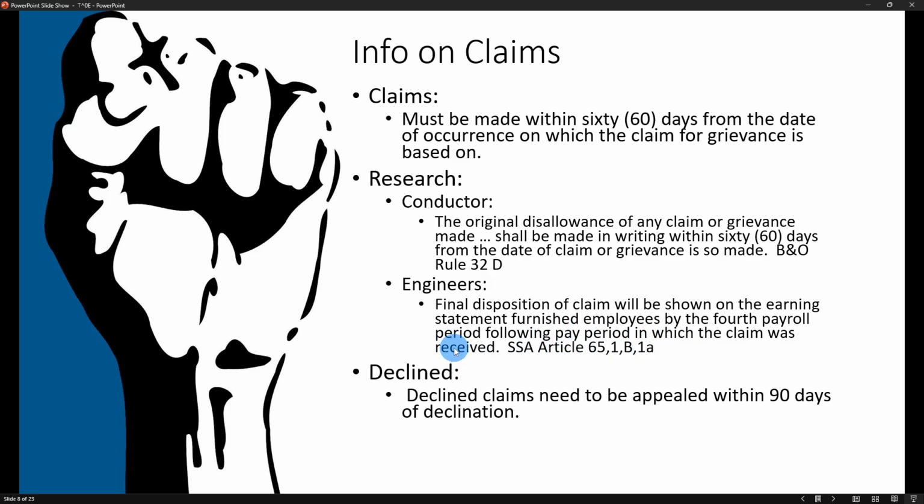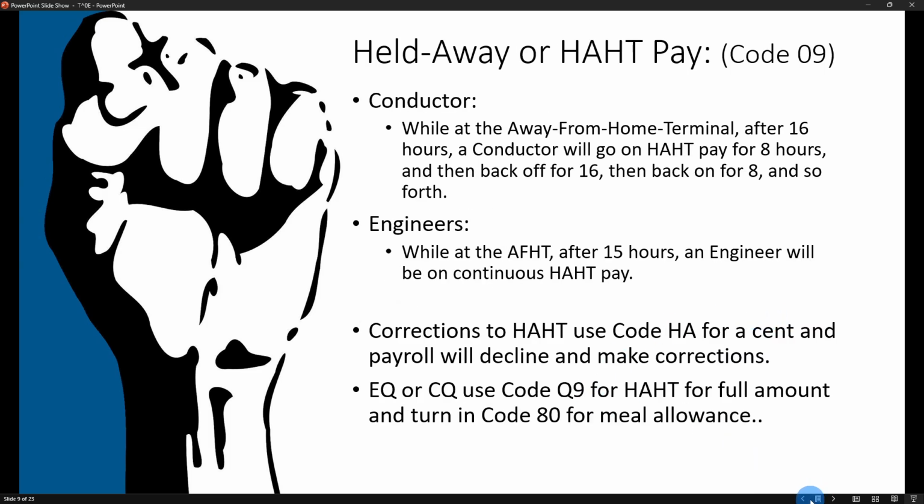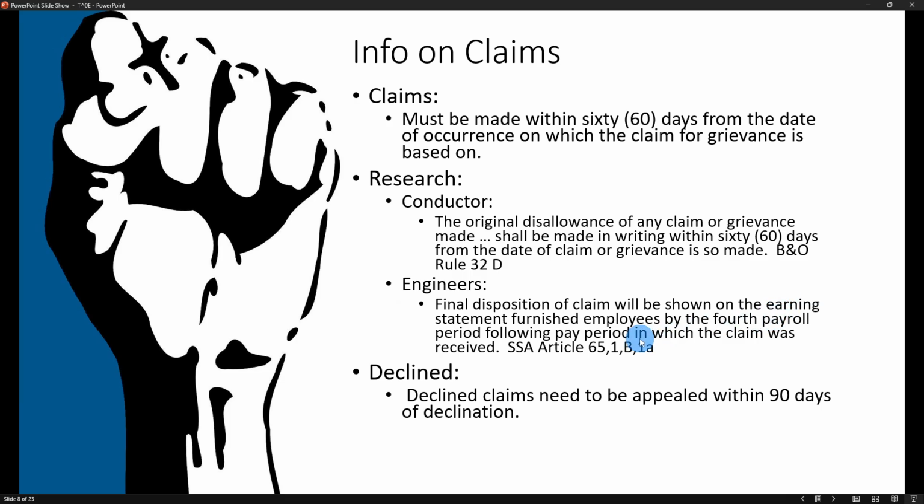So they receive the claim in one pay period. It has to be on the 4th pay period after the one they received it on. Declined claims need to be appealed within 90 days of declination.